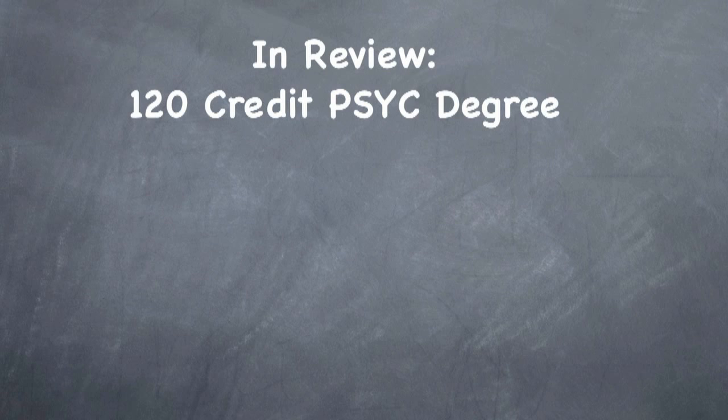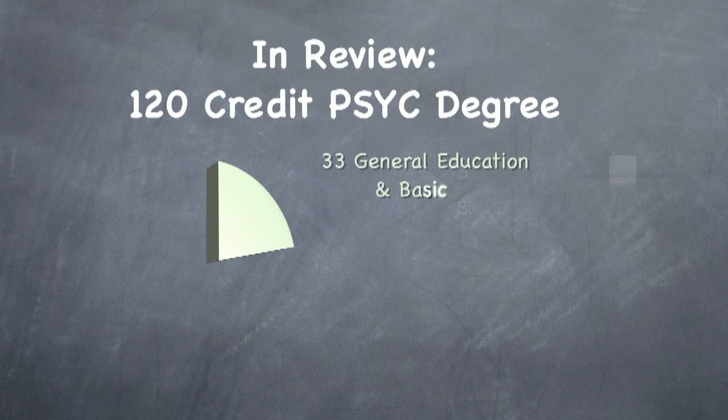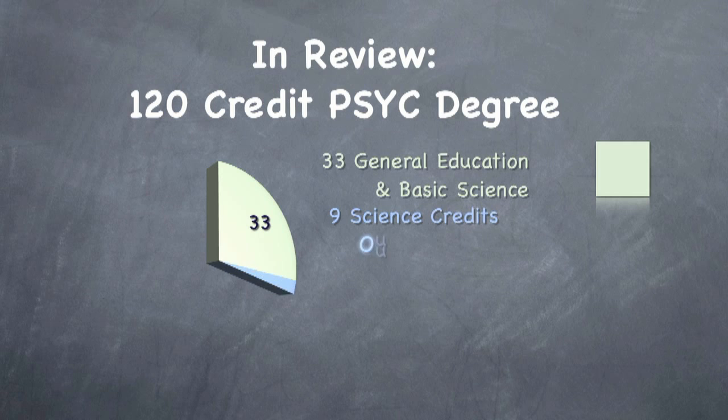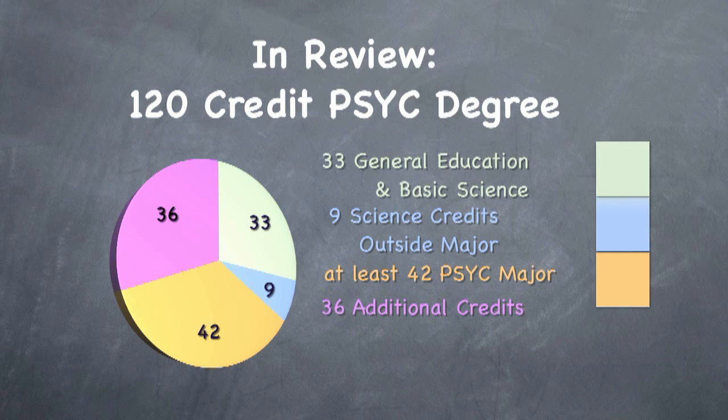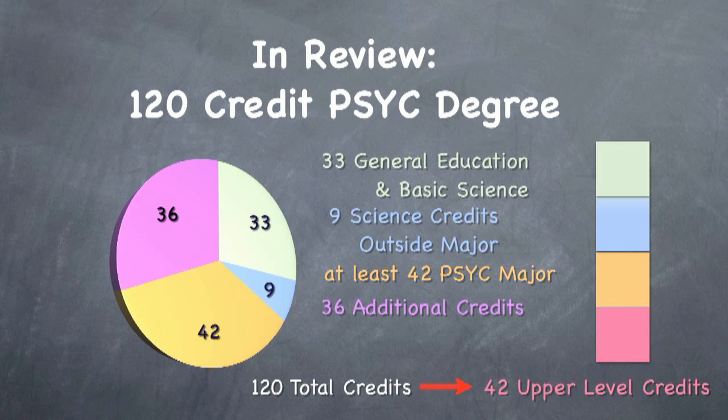Now let's take a look at what your 120 credit psych degree looks like. You will need 33 general education and basic science credits, 9 science credits taken outside of the major, at least 42 psychology major credits, and 36 additional credits. Don't forget, of the 120 total credits needed to graduate, 42 must be upper level credits.